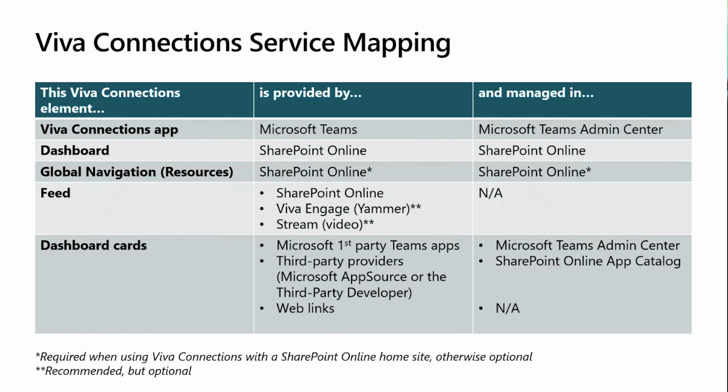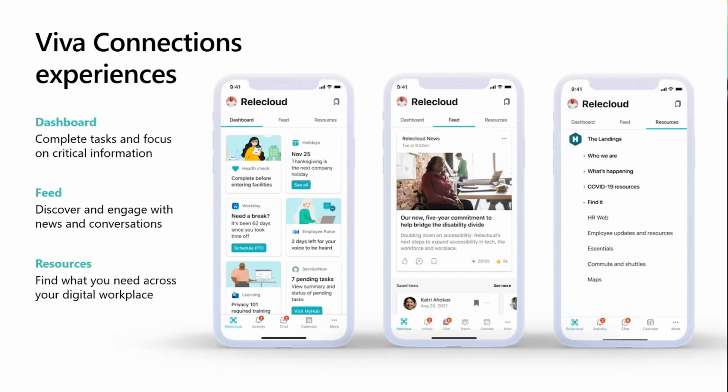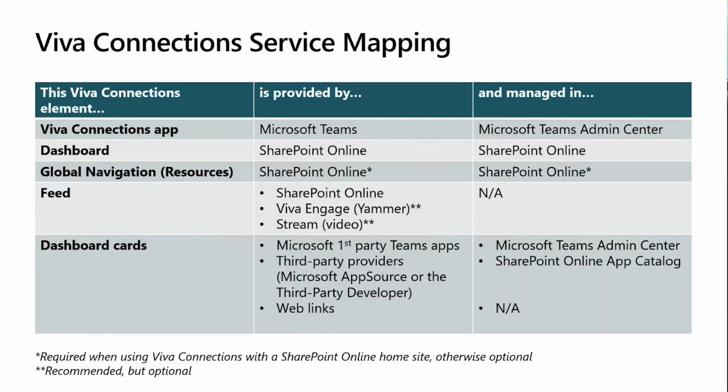To go back to our picture, there are 6 cards on the left, and we add those one at a time. There are a few different types. You can add first-party Teams apps, like Approvals or Shifts if you're familiar with those. We have third-party providers. As we mentioned on the previous slide, there's Workday, there's ServiceNow, and many partners that have added Viva Connections dashboard cards as part of their solution.